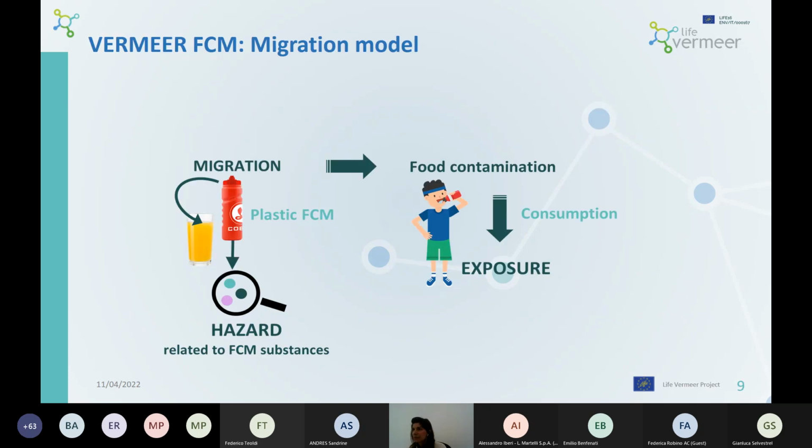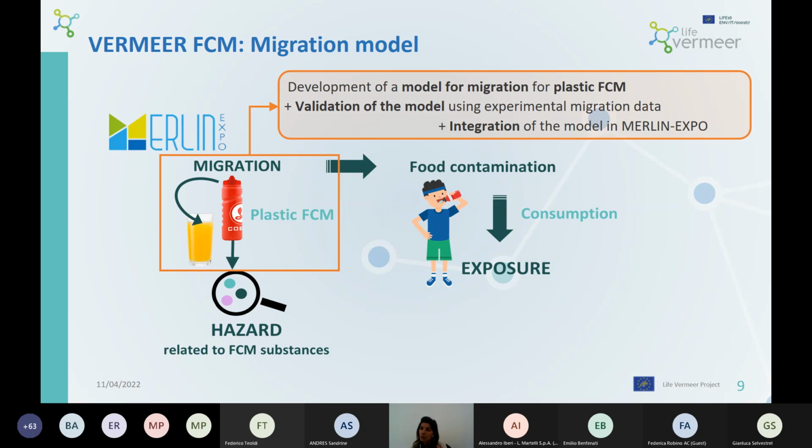So how did we then develop the tool? In fact, what we did in several of the live VERMEER case studies was just to combine models for exposures that are present in the Merlin Expo software, which has been developed in a previous European project, with models for hazards that are available in the VEGA-HUB. Now, at the beginning of the project, within the Merlin Expo software, there was not yet a model available for migration from food contact materials.